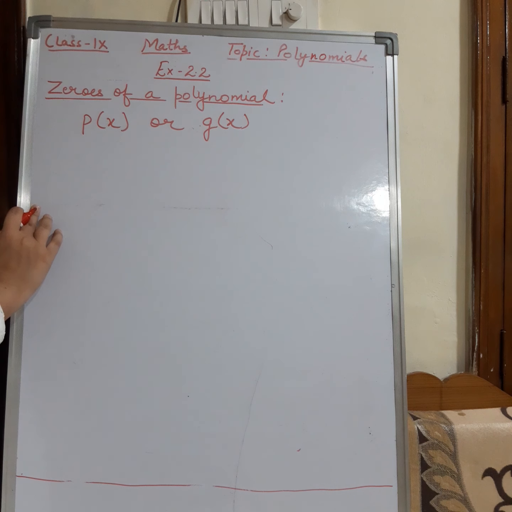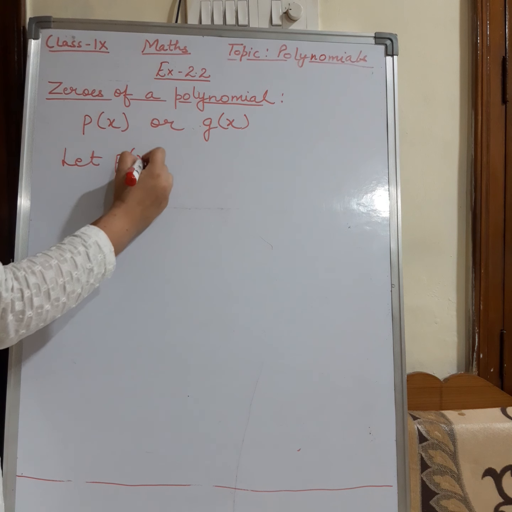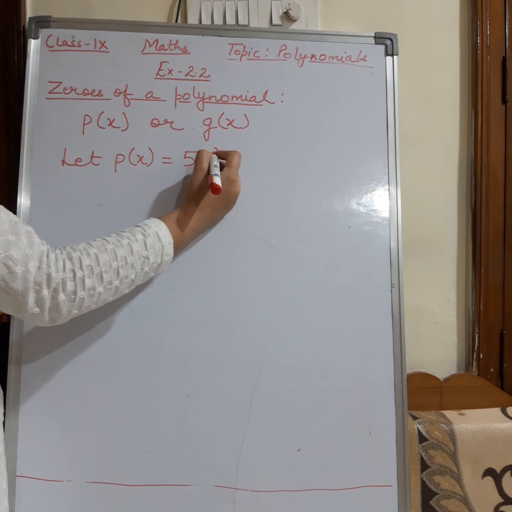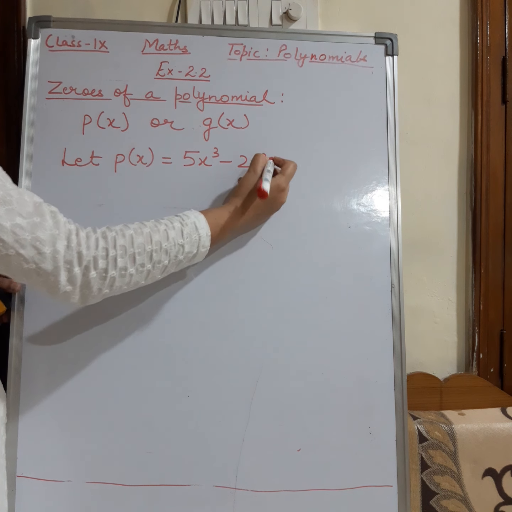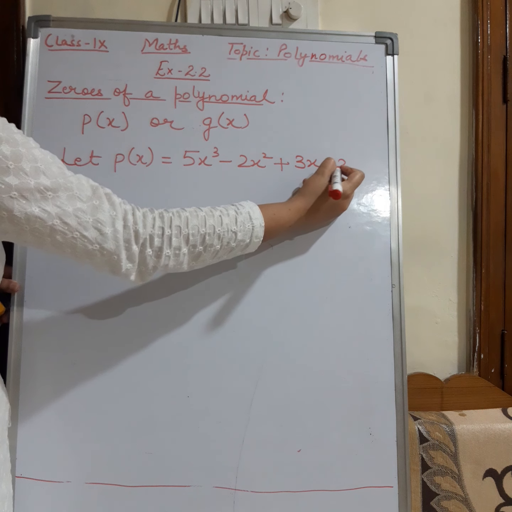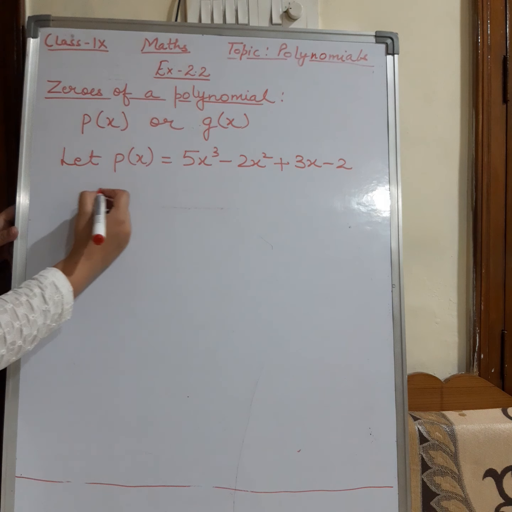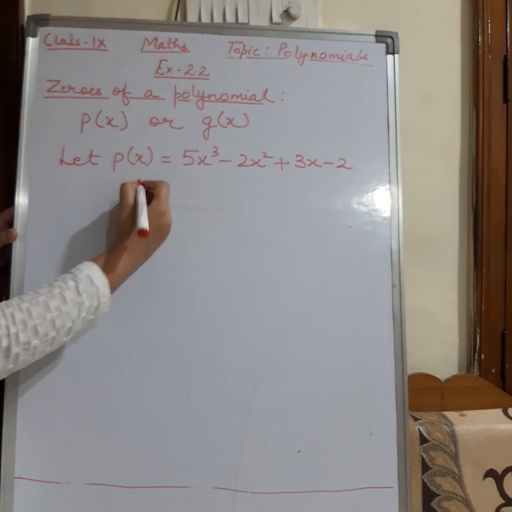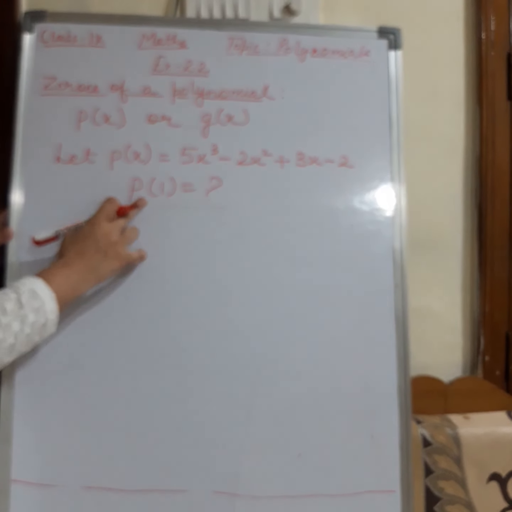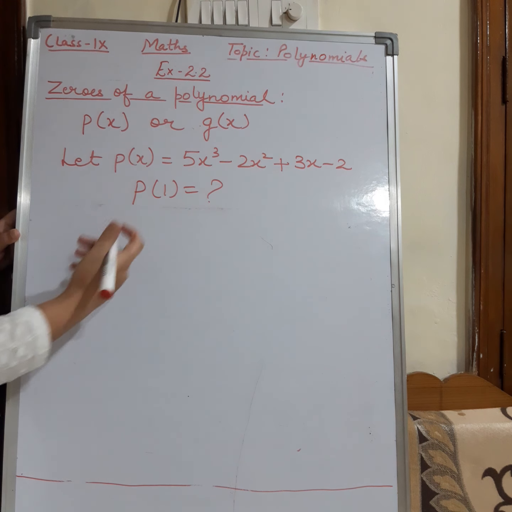So let us consider a polynomial. Let p(x) is equal to 5x cube minus 2x square plus 3x minus 2. If I ask you a question, then if p(x) is this, then find p of 1. Now what is the meaning of this? That wherever x is there, put the value of x as 1.